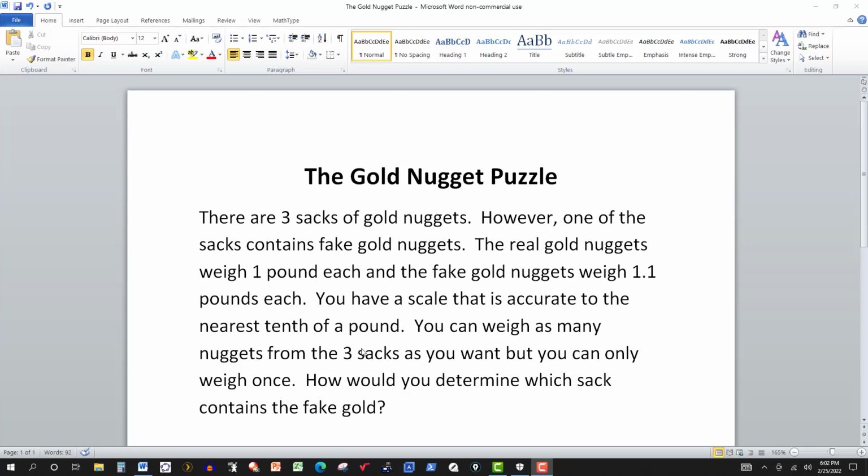You can weigh as many nuggets from the three sacks as you want, but you can only weigh once. So you can take multiple nuggets from each of the bags, but you have to weigh them all together. And like I said, you only have one weighing. And based on the weight, you can determine which bag or sack contains the fake gold. So how would you determine which sack contains the fake gold?